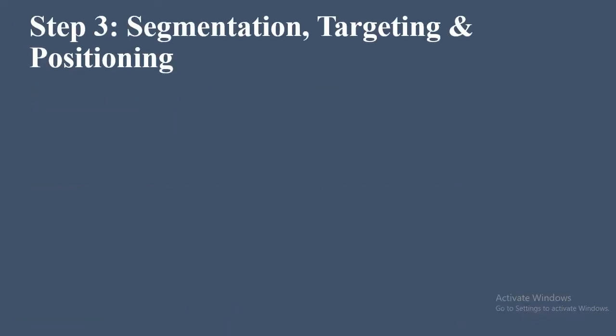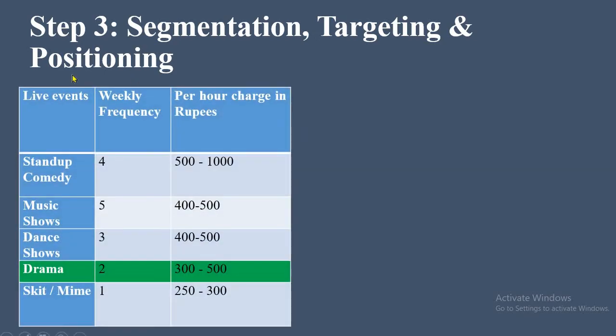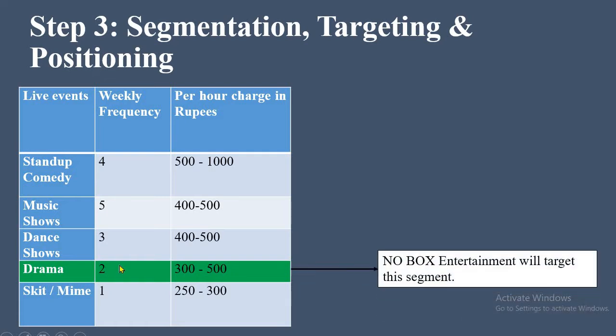After doing market analysis, you directly get into the STP analysis. STP is segmentation, targeting, and positioning, because any market you take up will definitely have segments. Here we have taken the example of live events. We have stand-up comedy, music shows, dance shows, dramas, skits and mime, and other different segments in the market. Here we are going to target drama. That will be the segment we are going to target. This is segmentation and targeting.